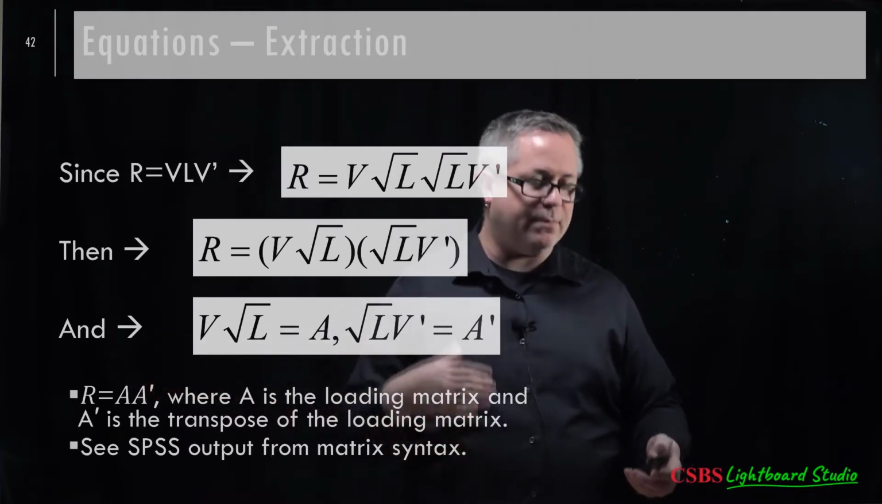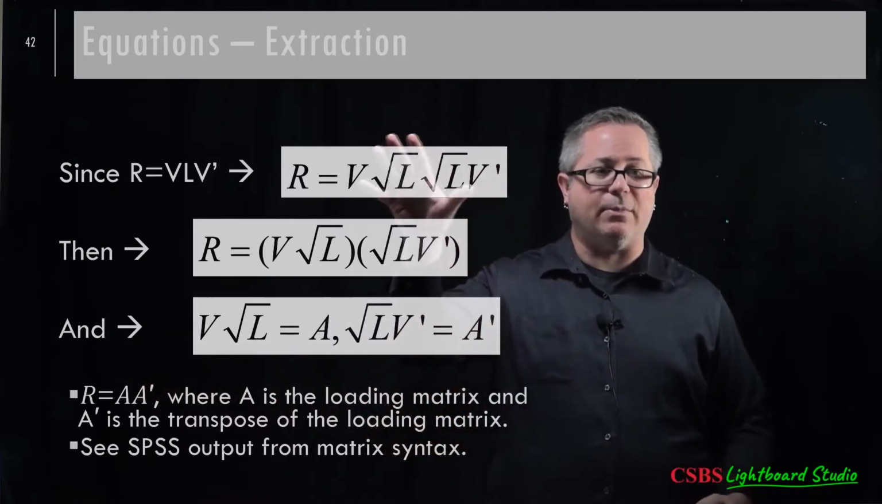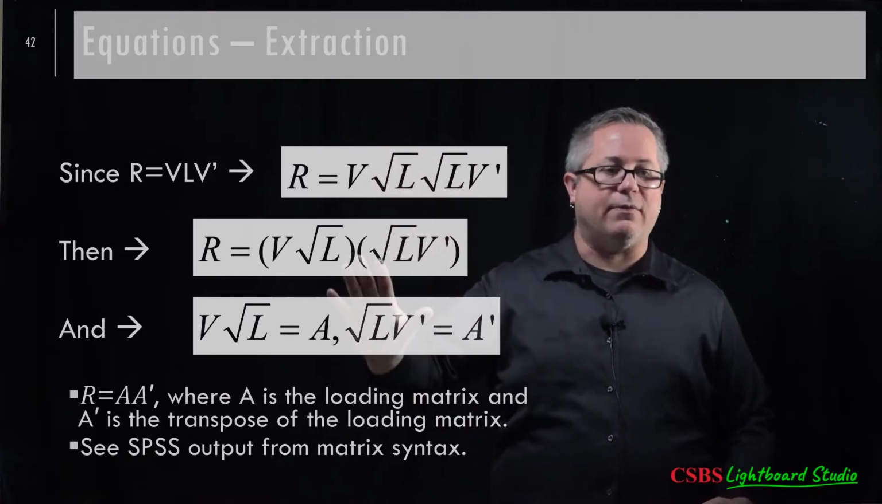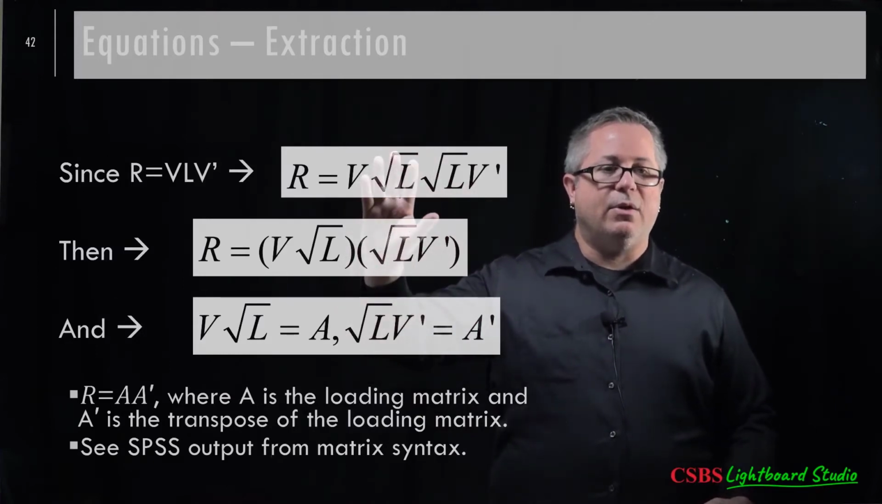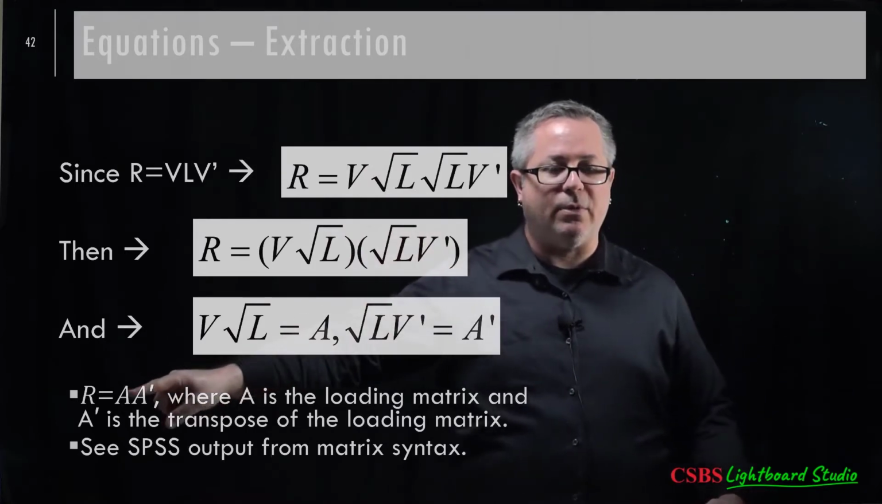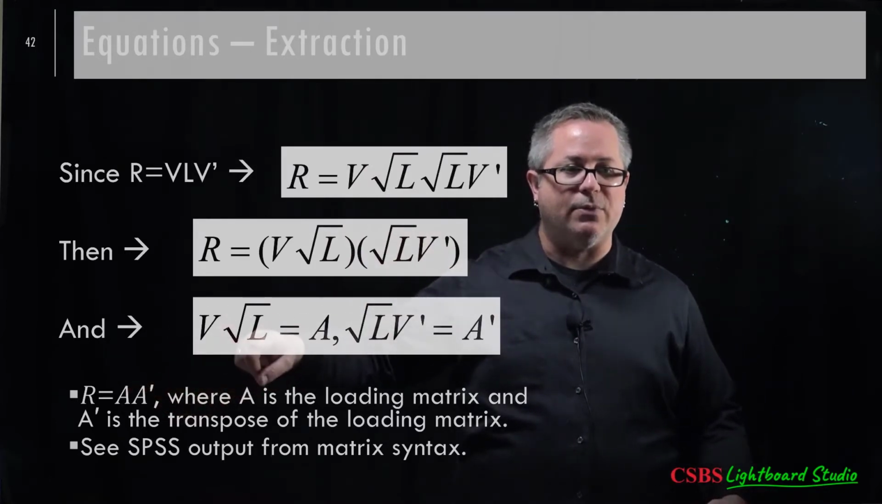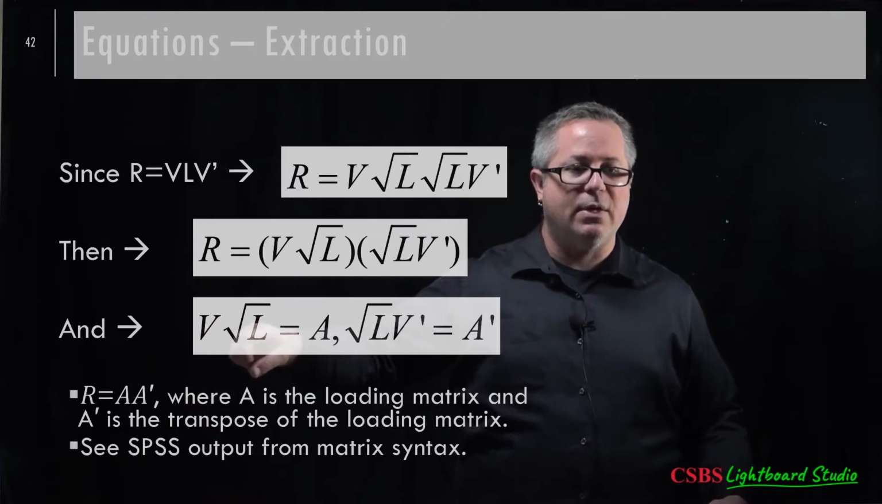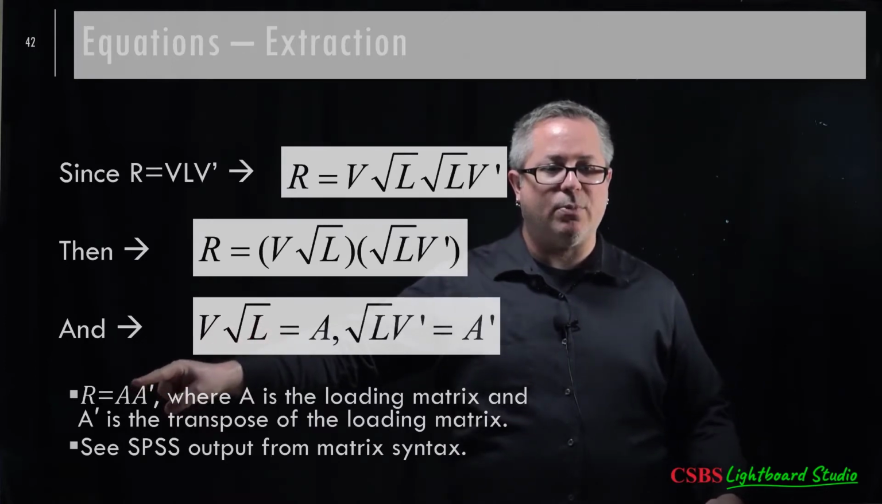This is nothing new and nothing to be concerned about. Don't worry about all this stuff. The idea is that the takeaway from this is the loadings really can be computed from the vectors and their corresponding values, and then we can actually use the loadings multiplied by itself as a transpose to reproduce R.